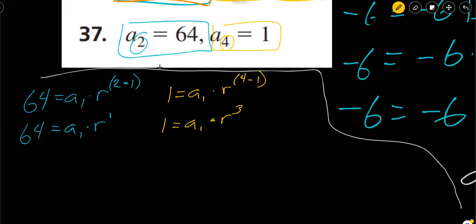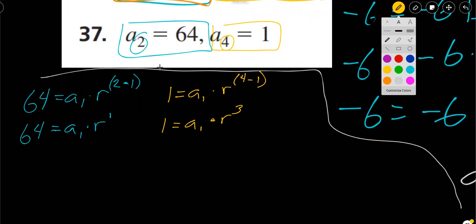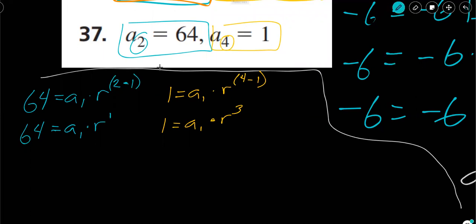Now what I'm going to do is solve the left side equation, doesn't matter which one, for R.